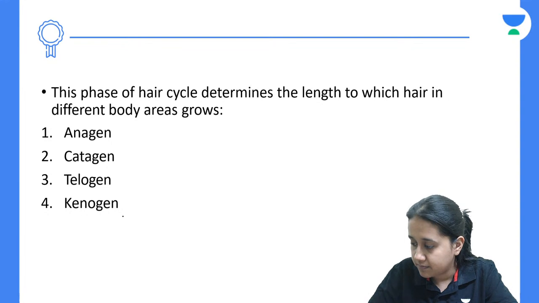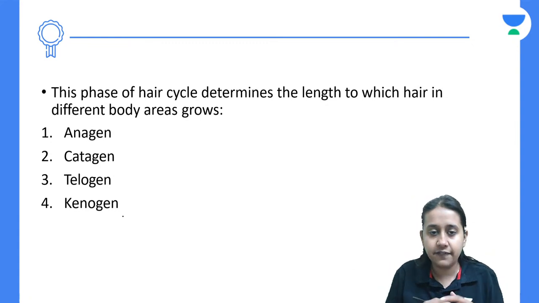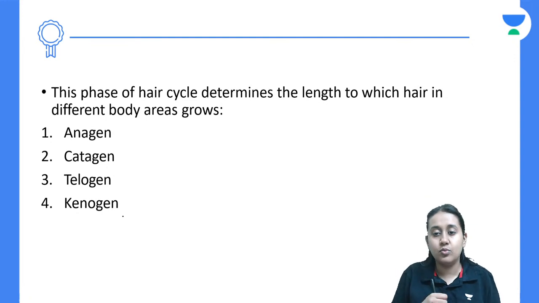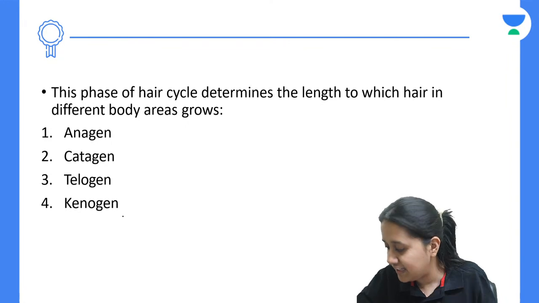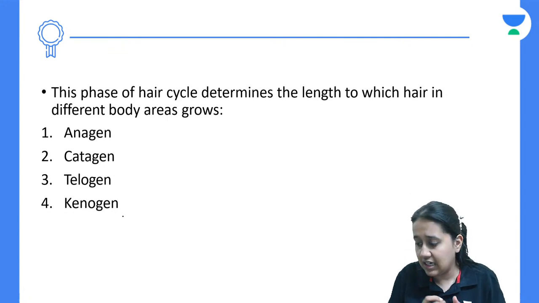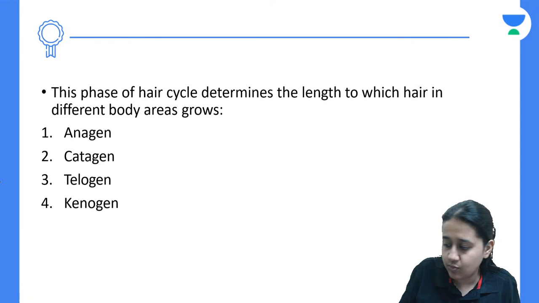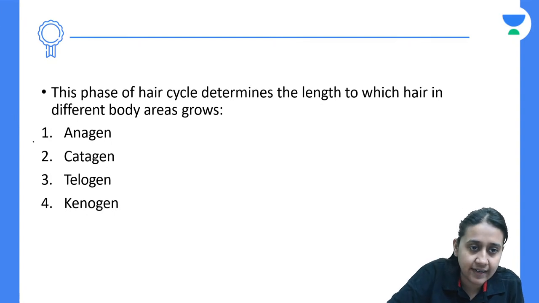This phase of hair cycle determines the length to which the hair in the different body parts will grow. Anyone? I think it's an easy one. Great. So please remember, the correct answer of this question: the phase of hair cycle which determines the length of the hair in the different body parts is the anagen.